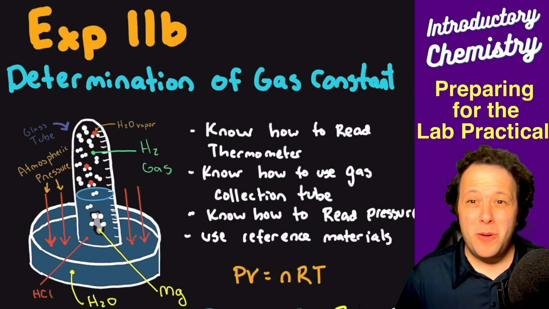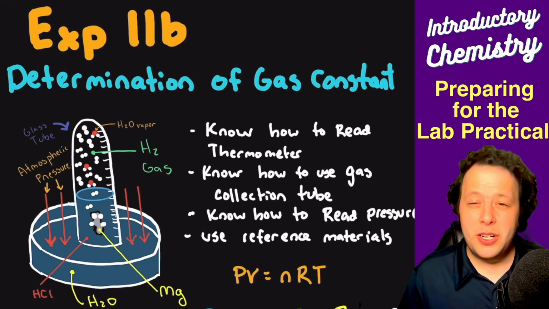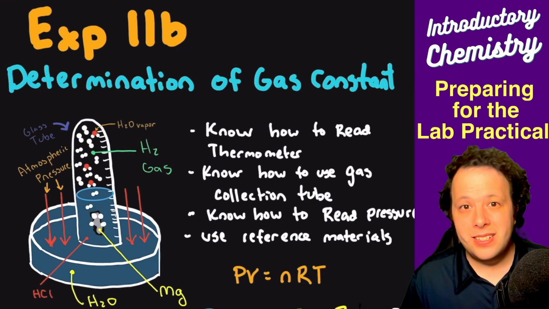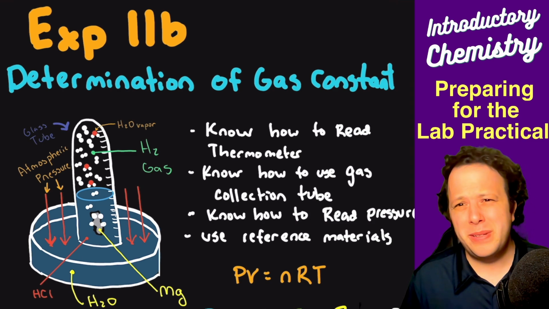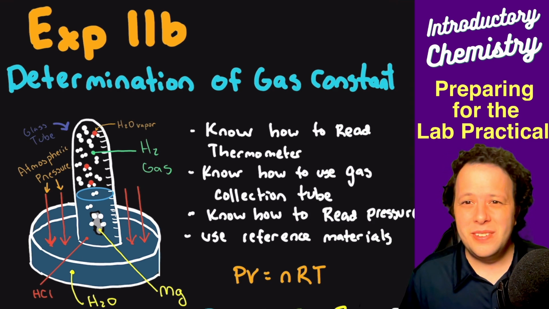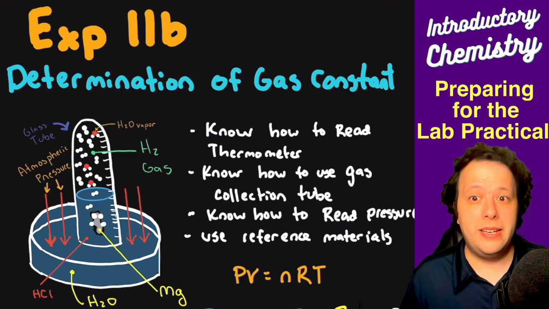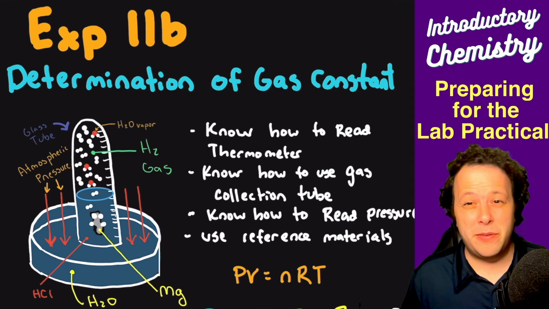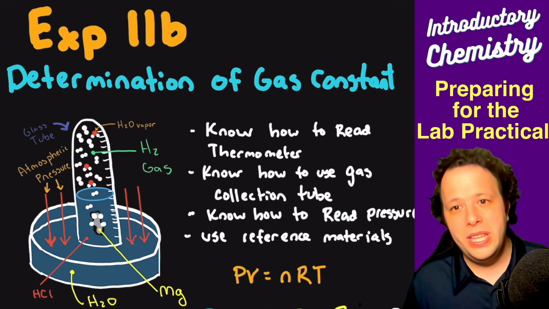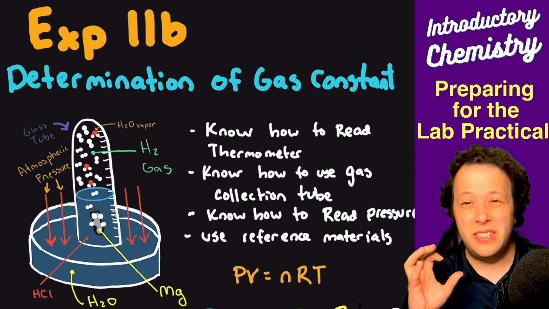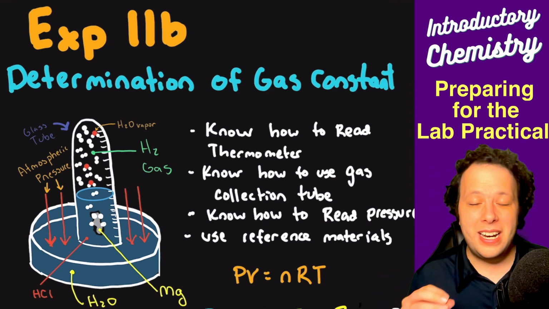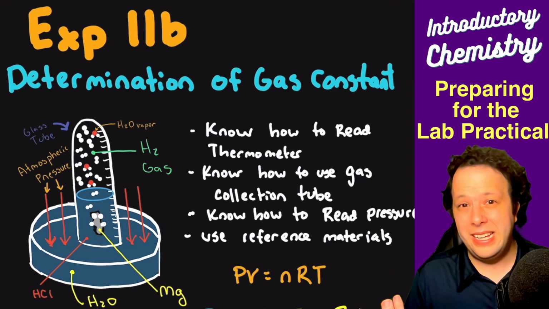All right, experiment 11B, which is determination of the gas constant. This is one that a lot of people tend to forget about just because it's been a minute. It also was a very quick experiment, only lasting about 45 minutes. It takes a little too long for you to physically do it here, but there are a lot of measurements that you could take in this one.